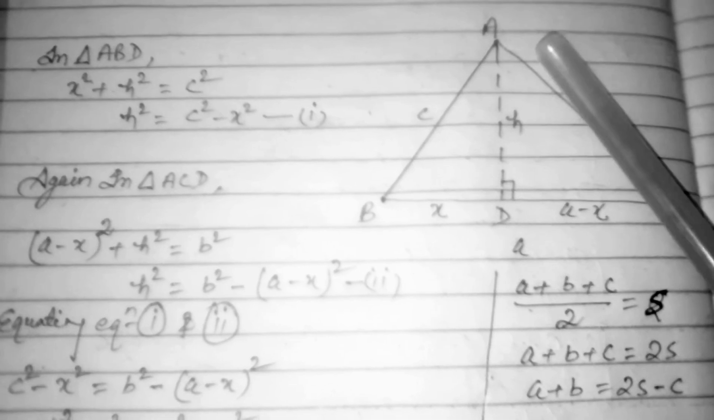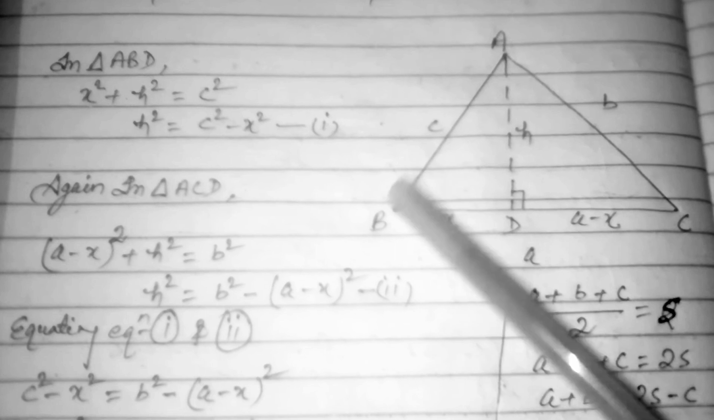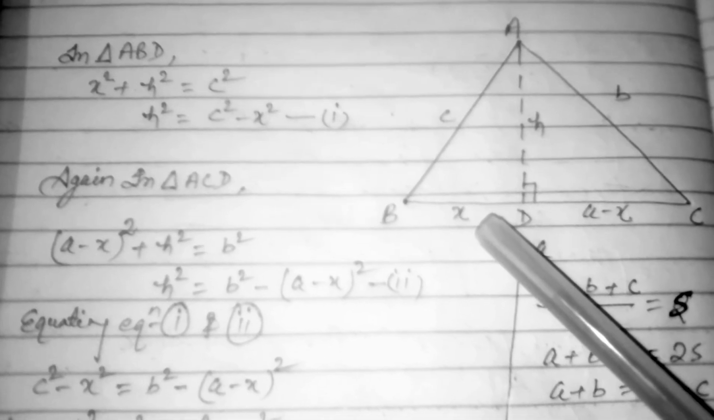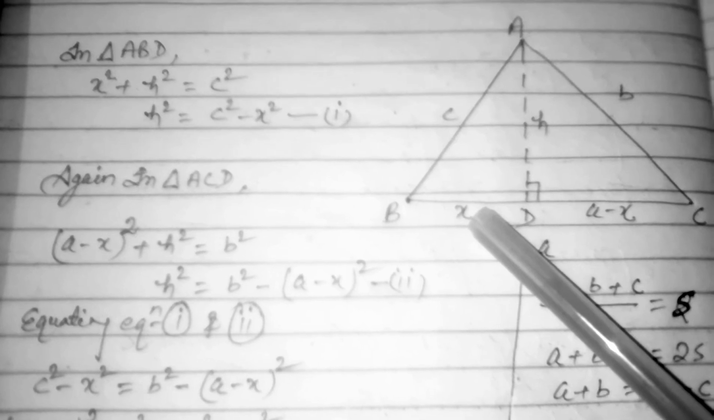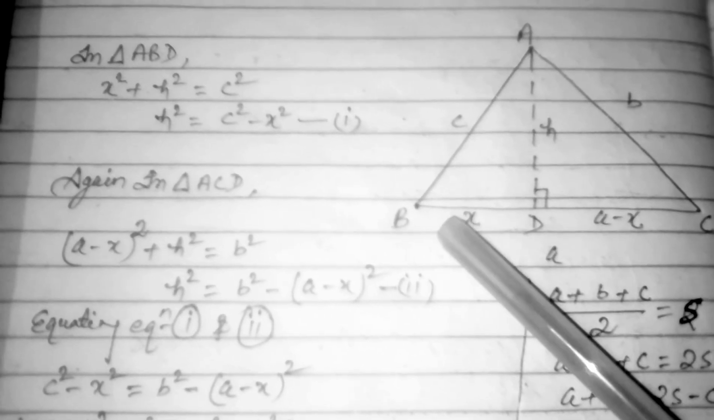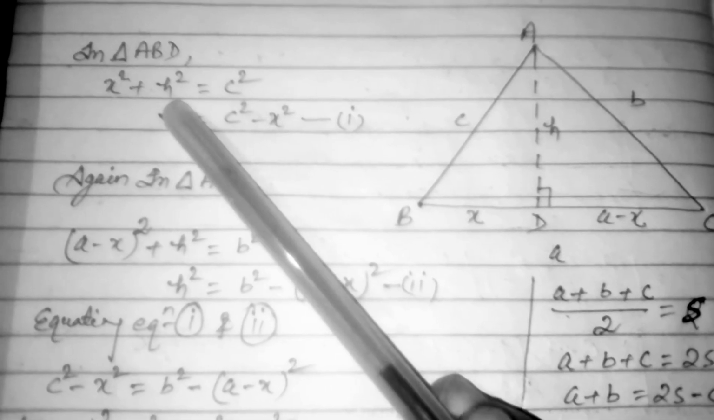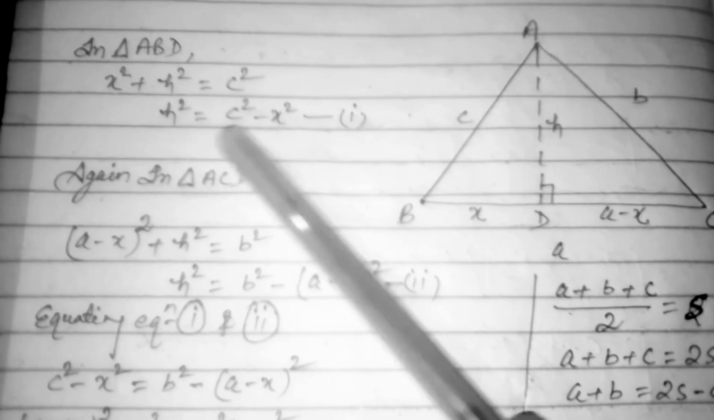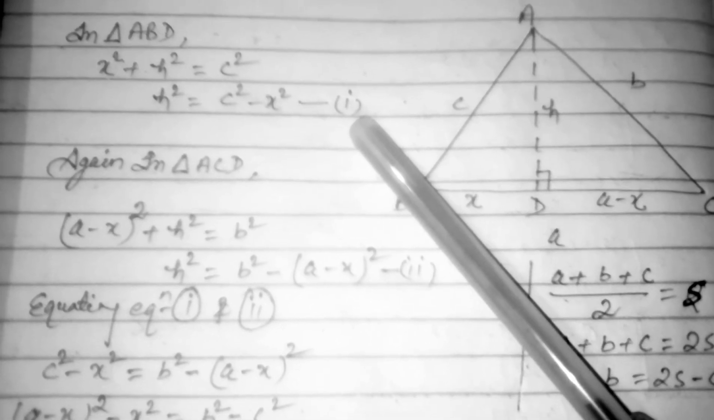Now we can apply Pythagoras theorem in triangle ABD. According to Pythagoras theorem, the sum of the squares of two sides of a right triangle is equal to the square of its hypotenuse. Then we can write x square plus h square is equal to c square. Then we will have h square is equal to c square minus x square. Consider this as equation 1.